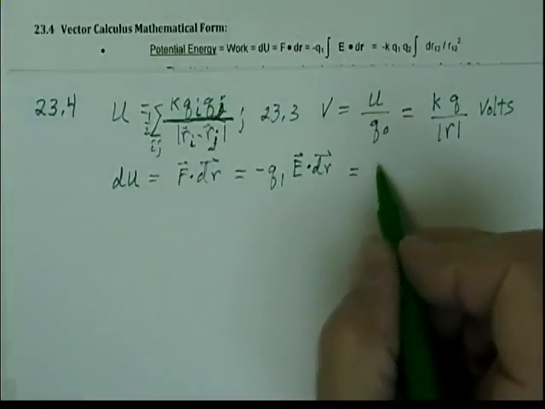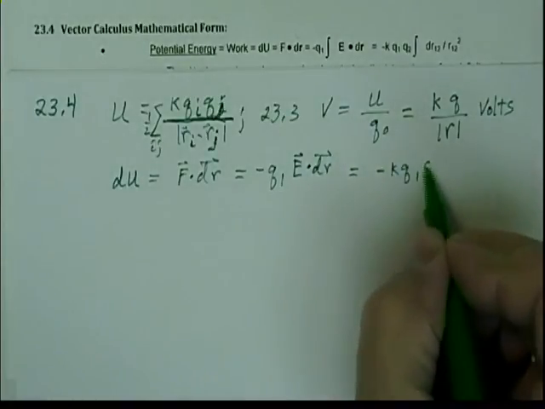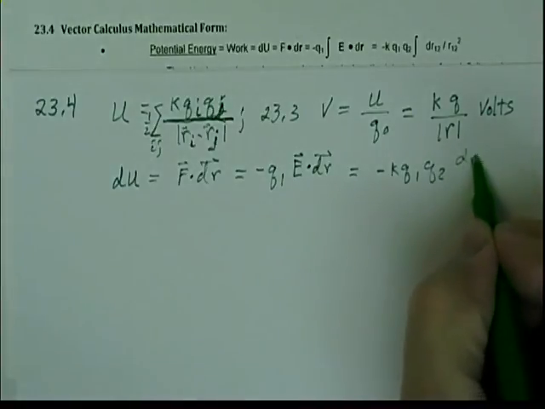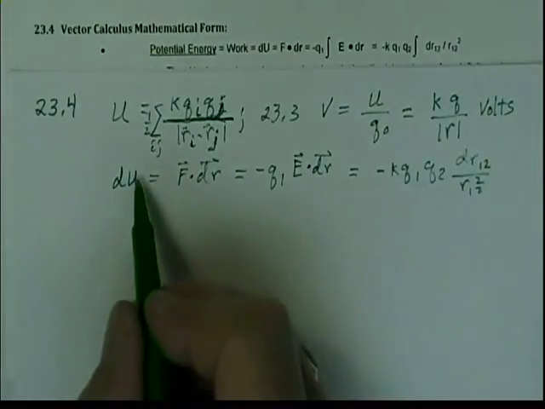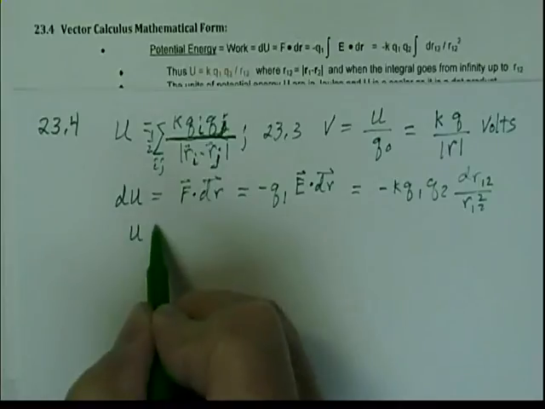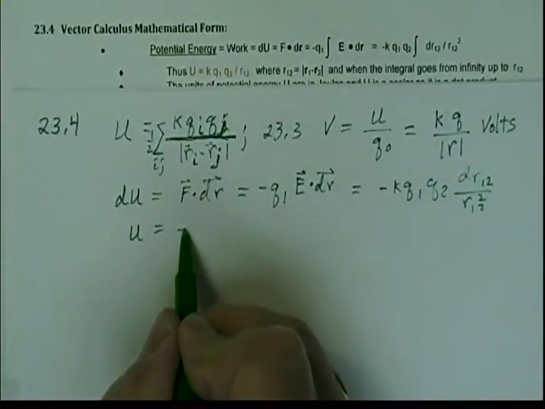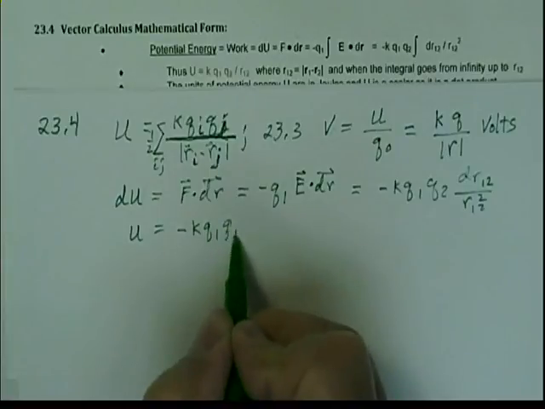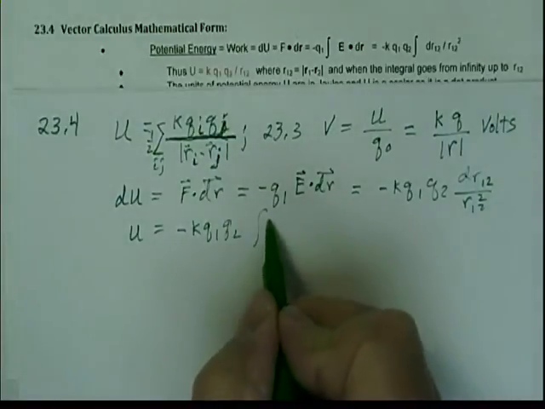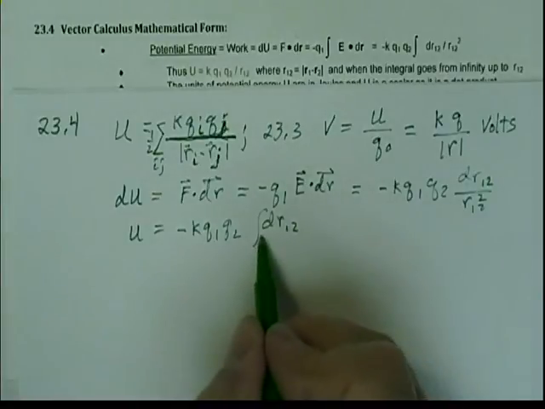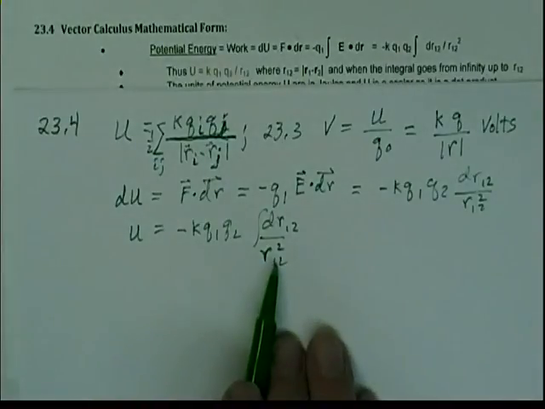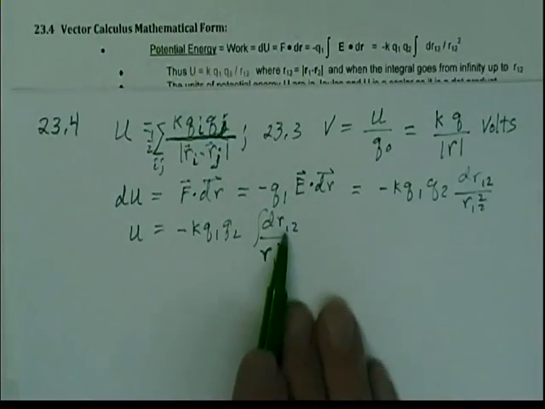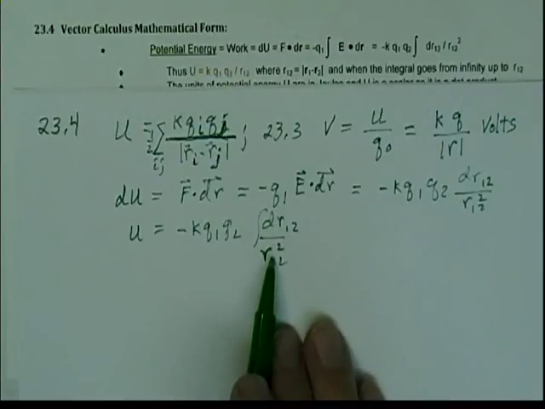And so this is going to give us minus k q1 q2 dr12 over r12 squared. Now if we integrate this, we'll get U is equal to the integral of this, which is minus k q1 q2 times the integral of dr12 over r12 squared. Now if I'm going perpendicular to r12, I do no work at all, so it's only when I'm going in the same direction, so I can remove the vector quantity associated with this and do a simple integration.